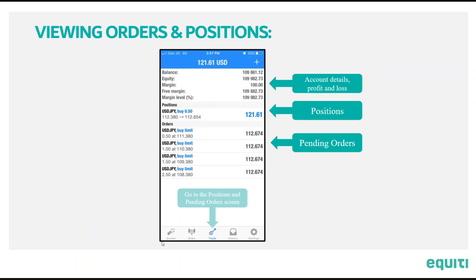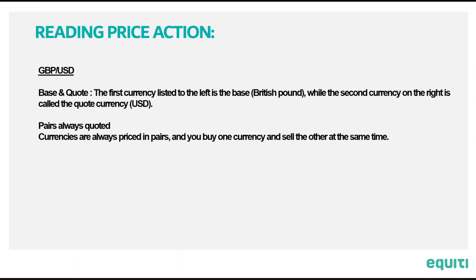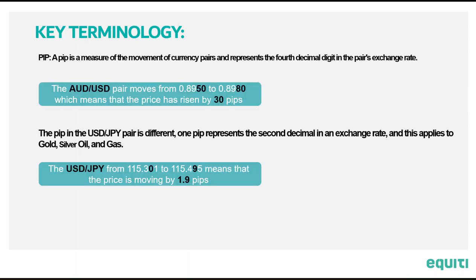This is the charts, and these are the codes. You will see them on every platform that you have on MetaQuotes. So for the GBP/USD, there's a base and a quote. Like I said, the first currency listed to the left is the base, which is the British pound. This is the base currency. This is the quote currency. Currencies are always quoted and priced in pairs, and you can buy one currency and sell another at the same time.